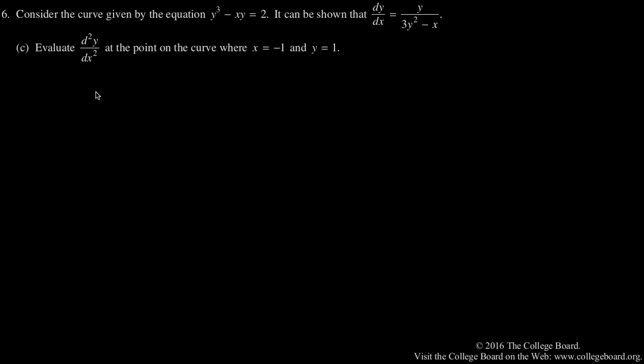Alright, part C, last one for this test. I want to evaluate d squared y dx squared at the point on the curve where x is -1 and y is 1. So, first thing that's worth remembering, this is the same point from part A, and I already evaluated dy dx at -1, 1, and found that was 1/4 just by plugging stuff in. You have 1 divided by 3 times -1 squared minus -1, 1/4.